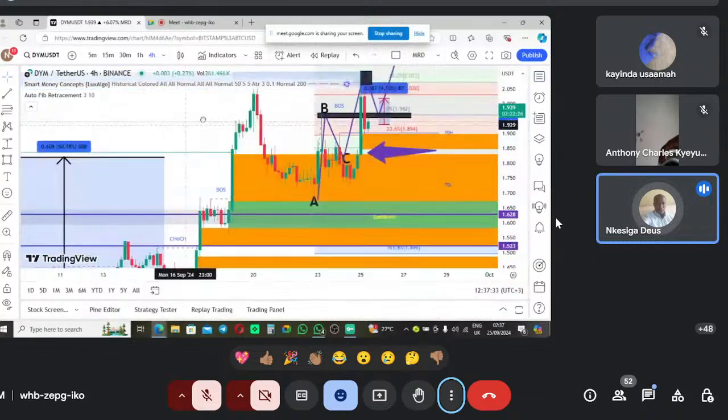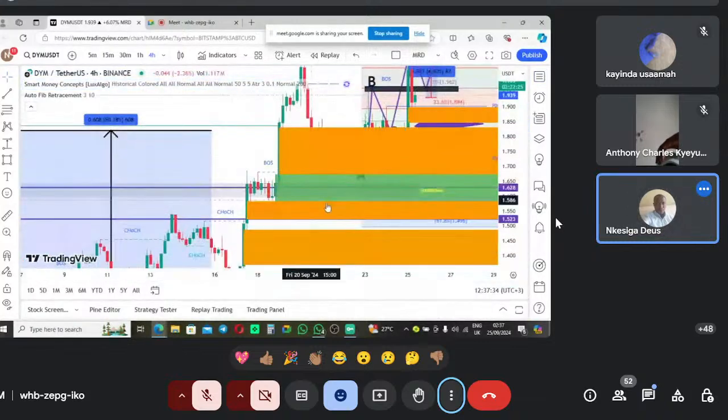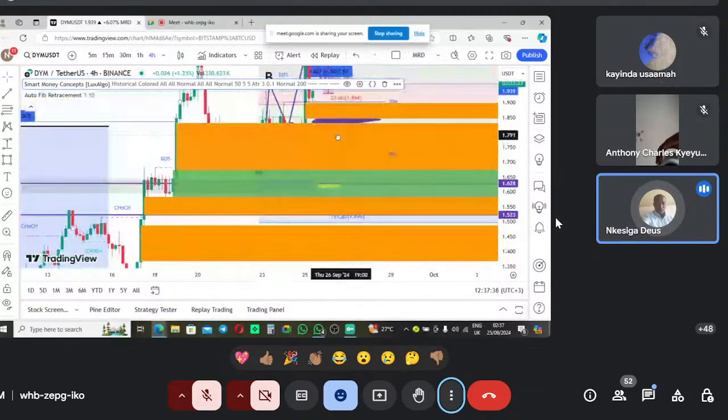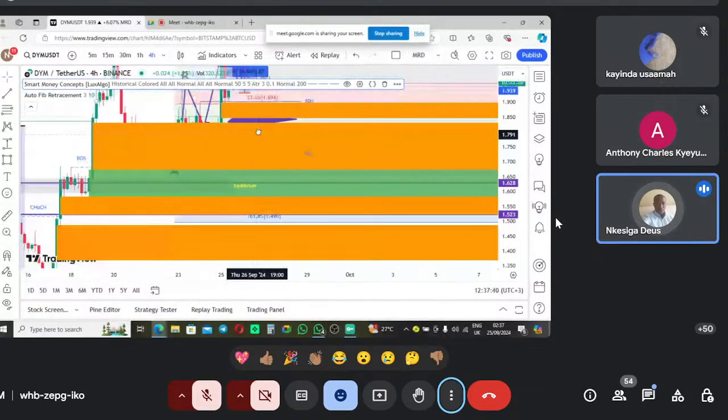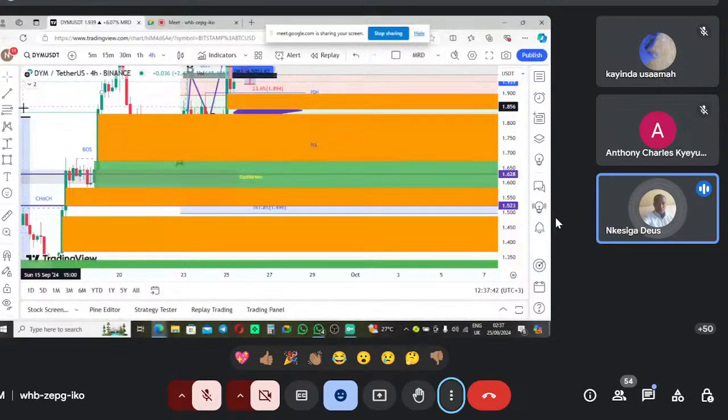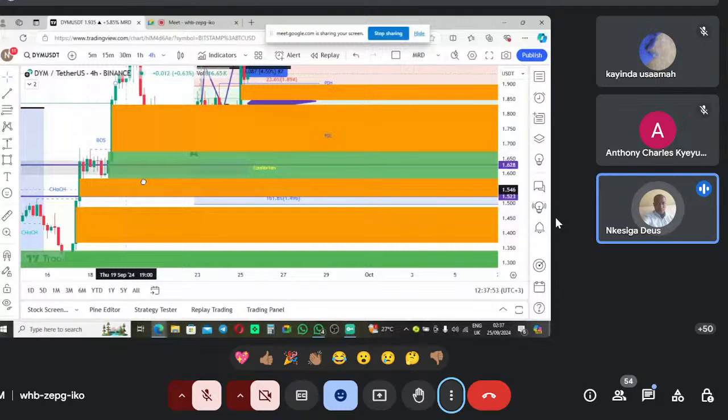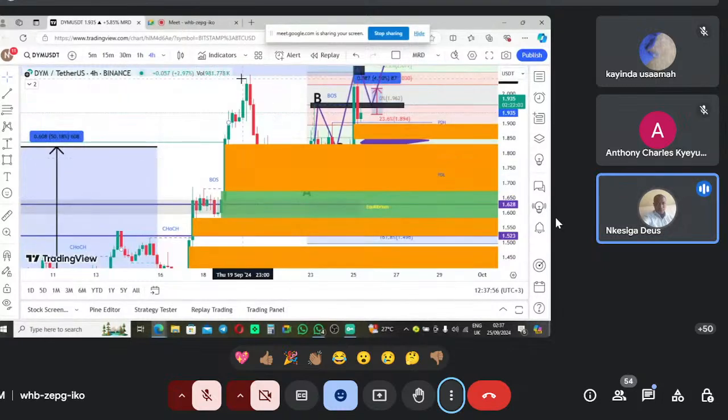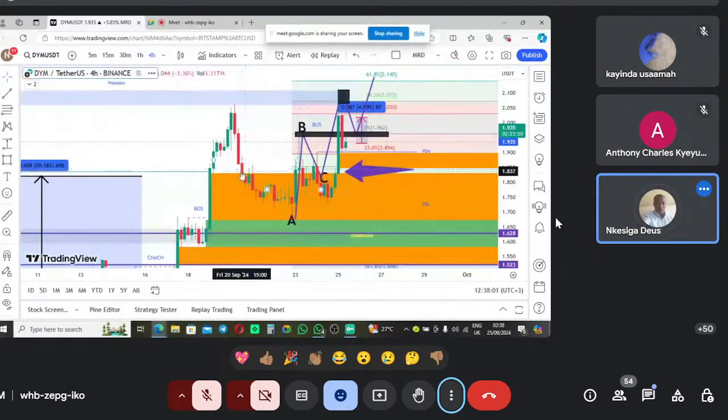As you can see on the chart, let us check on the chart. The orange you are seeing, it is very many, it is fair value gap. And the fair value gap works like the blocks. It is also like a block. So whenever you see it, you know that it is also working like a block. The market will always respect the fair value gap.